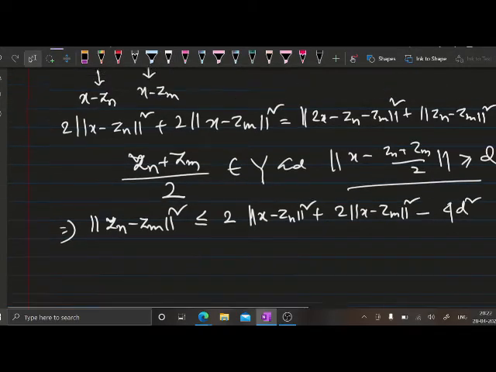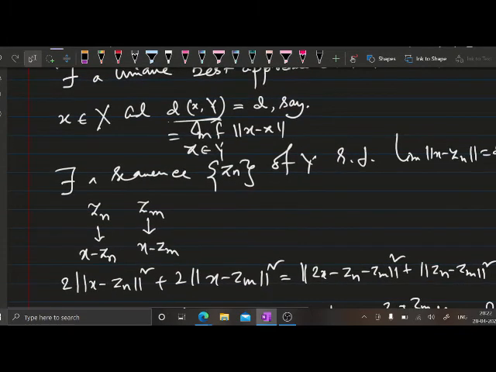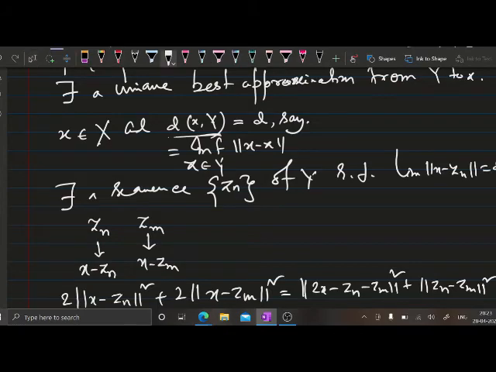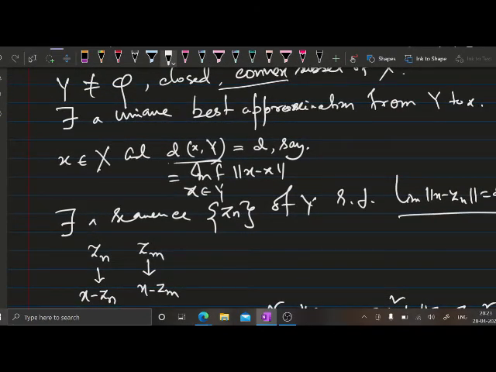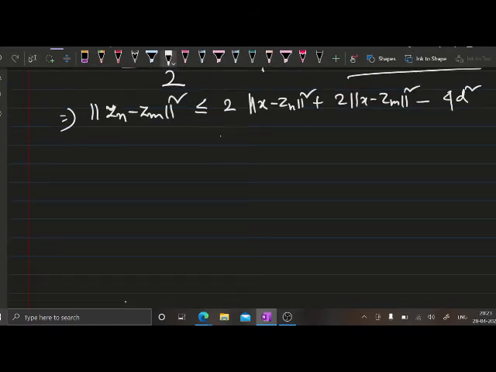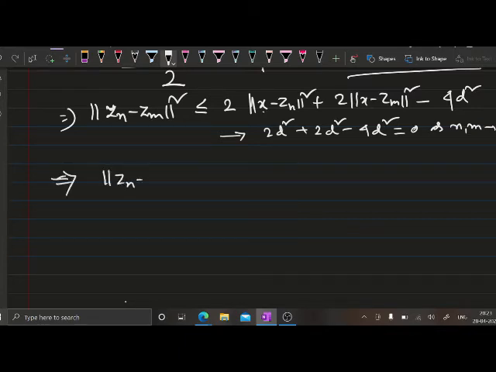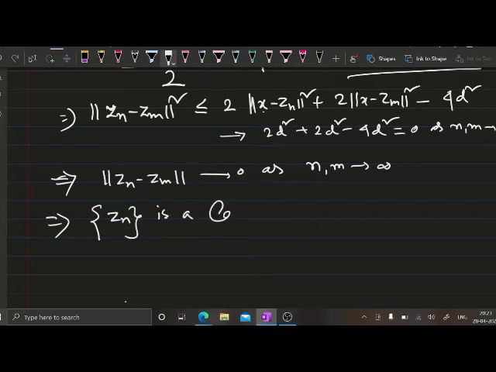Okay. Now as we have already seen, the limit of norm x minus zn is d. So therefore this tends to 2d squared plus 2d squared minus 4d squared. So that means the limit will be 0 as n, m tends to infinity. So what we have achieved, that is the norm of zn minus zm tends to 0 as n, m tends to infinity. And what does it say? It says that the sequence zn is a Cauchy sequence in X.